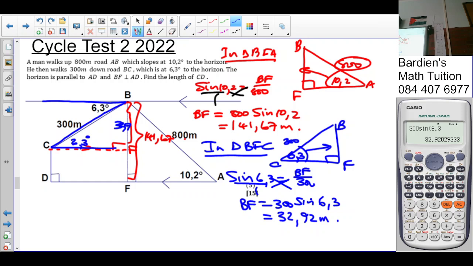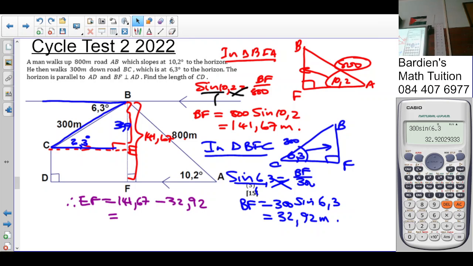So I'm going to calculate EF. We then said, therefore, EF is equal to 141.67 minus 32.92, which is equal to 141.67 minus that answer. Is that correct? 108. This is wrong. Okay, where's my mistake?